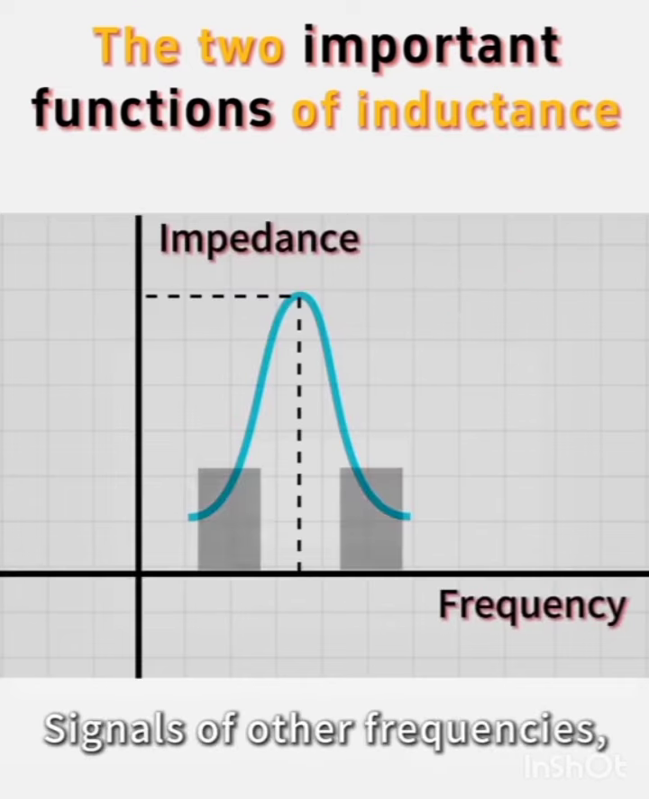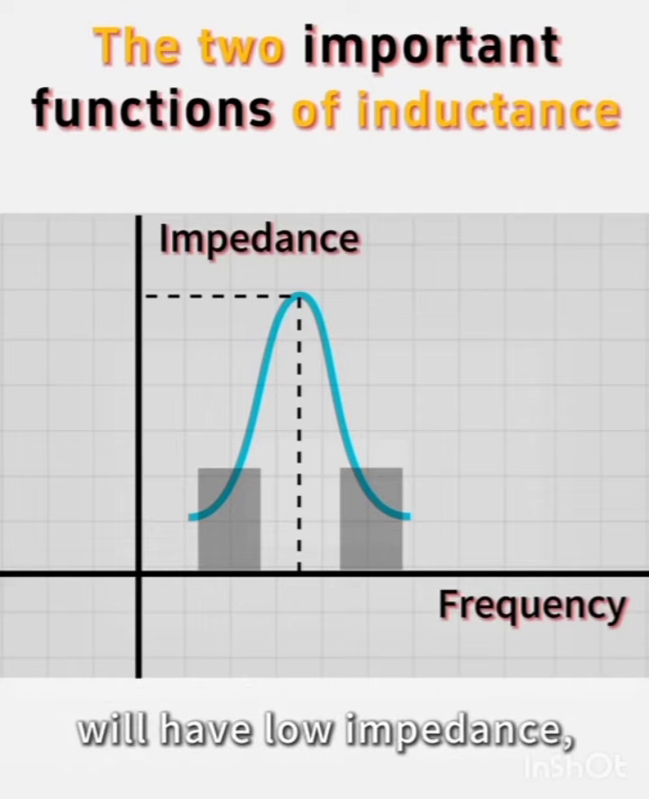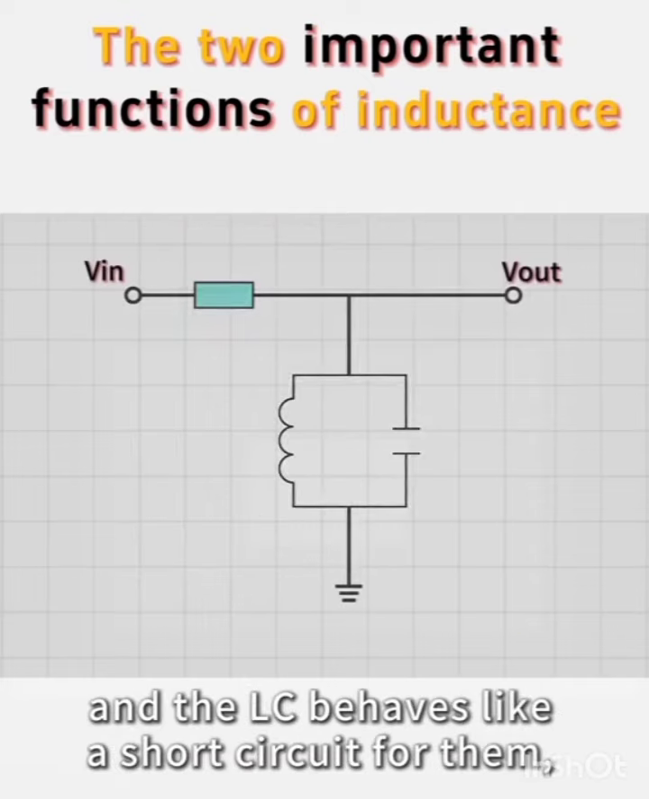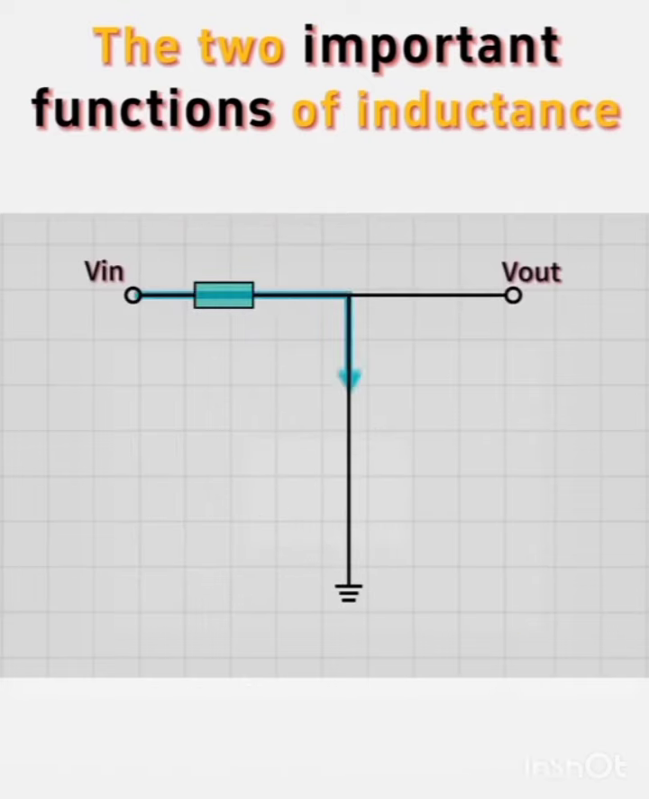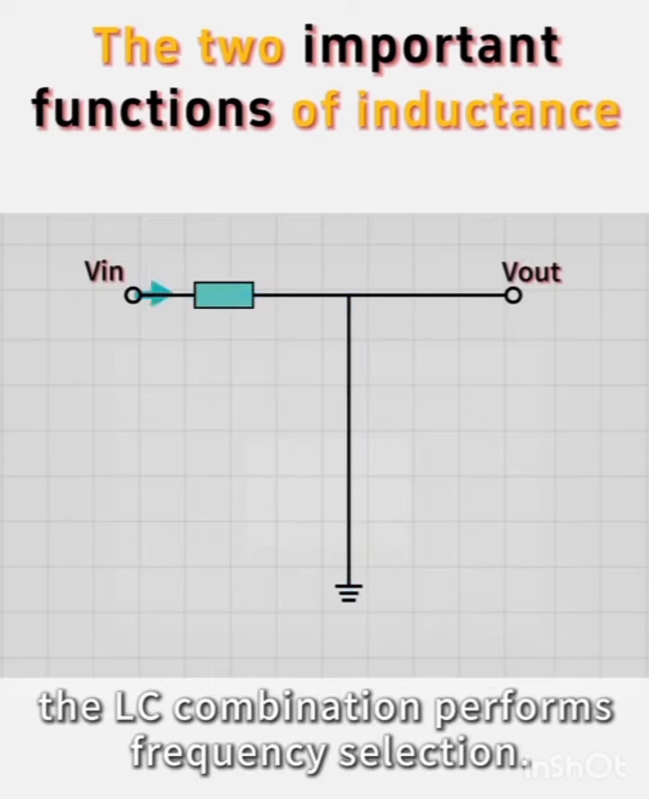Signals of other frequencies, which do not resonate with the LC combination, will have low impedance, and the LC behaves like a short circuit for them, allowing the signals to bypass the LC. This way, the LC combination performs frequency selection.